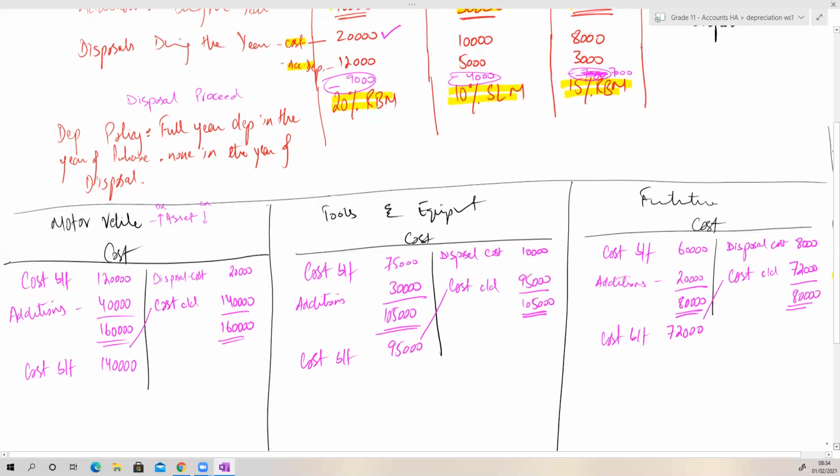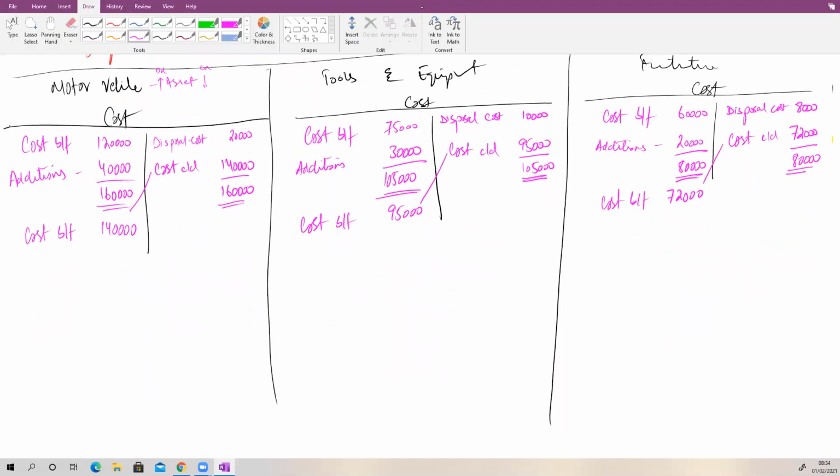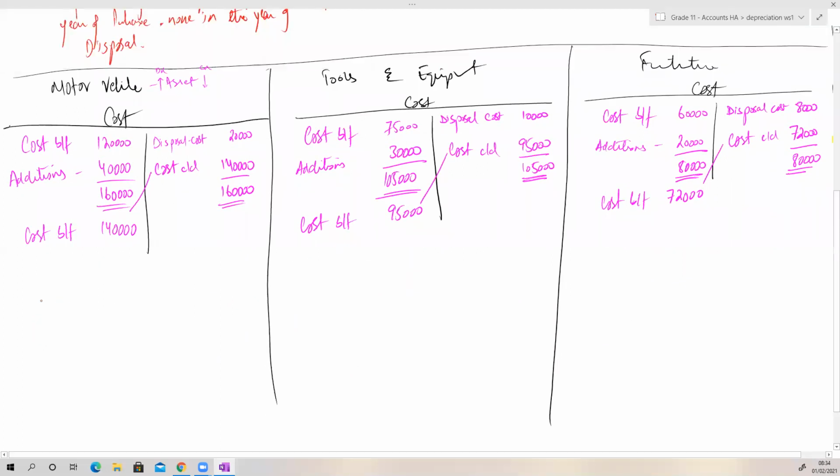Now we look at depreciation accounts of these assets. Okay, any questions in the cost account? Format cost account में कोई मसला? No, sir.